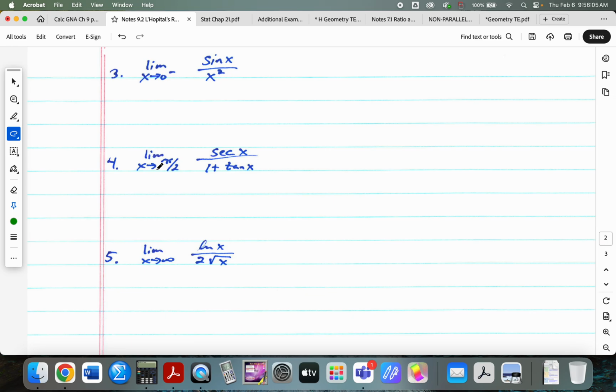All right, so the limit as x goes to 0 from the left. Okay, not sure why the 0 from the left is important just yet. We'll see if we can find out. So the limit as x goes to 0 from the left of sine of x is 0. The limit as x goes to 0 from the left of x squared, also 0. So we'll apply L'Hopital's rule. So the limit as x goes to 0 from the left of cosine of x over 2x.